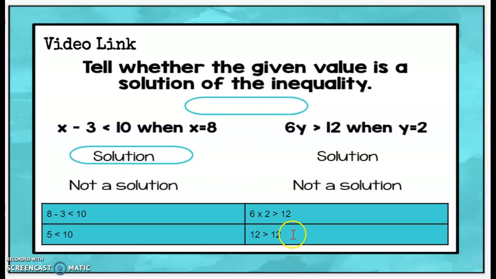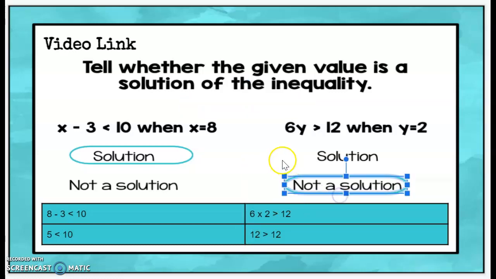Remember, this is not an equation. This is an inequality. So in order for this statement to be correct, these two actually equal each other. So 12 cannot be greater than 12. So this is not a solution unless it would be 12 is greater than or equal to 12, which means it would include this 12 here. So 6 times y is greater than 12 when y equals 2 is not a solution.